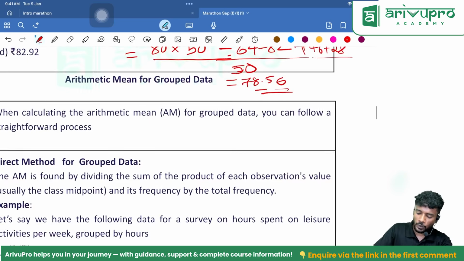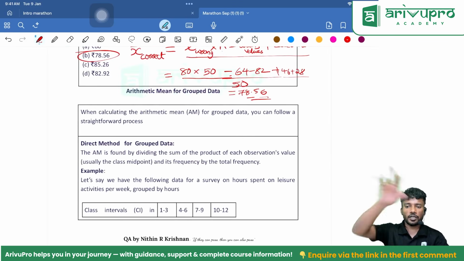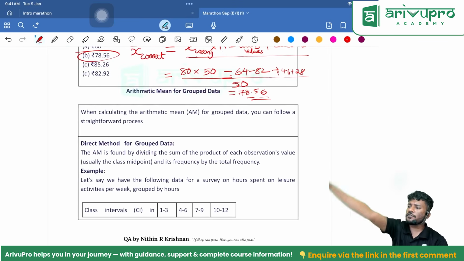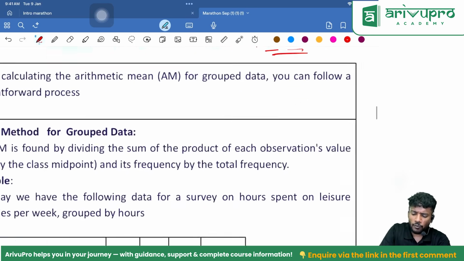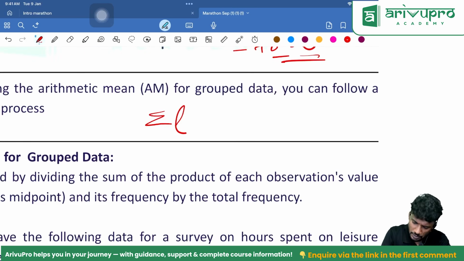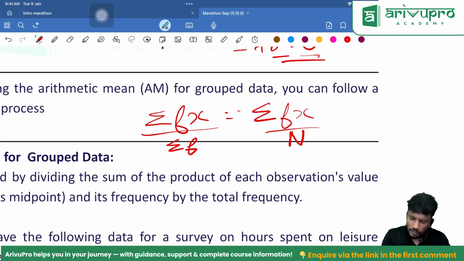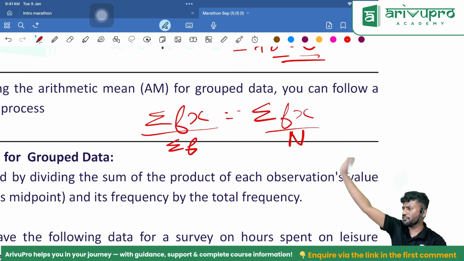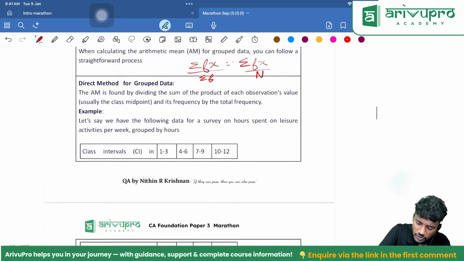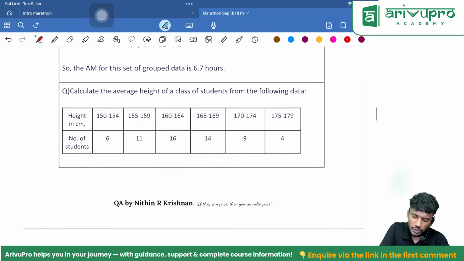Now we are going for arithmetic mean for grouped data. What is the formula for arithmetic mean for grouped data? Summation of fx divided by sigma f, or you can write it as sigma fx divided by capital N. N means what? Sum of all the frequencies. Correct? Yes.